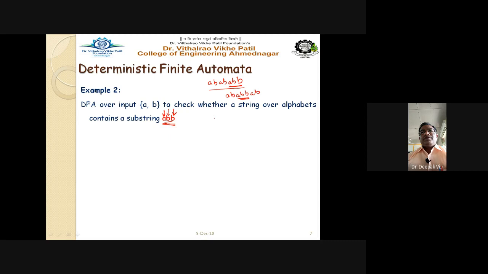So I can have any sequence. So I can have double B, then ABB, then I can have double A. But here this substring is there. So the meaning is that, so first understand the question.